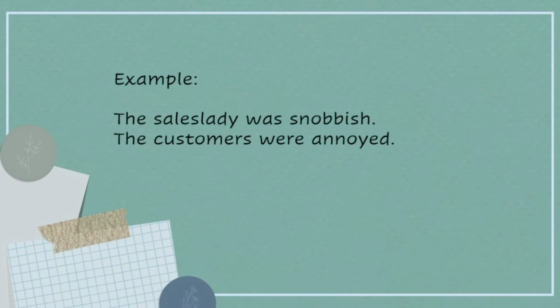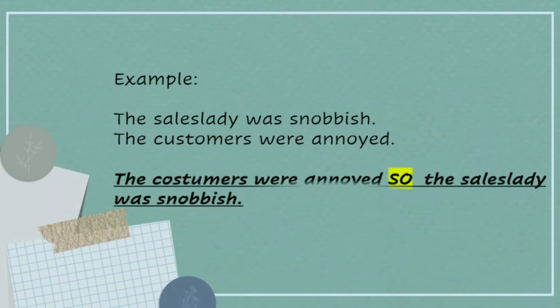For example, okay, so same sentence. The sales lady was snobbish. The customers were annoyed, they got angry and irritated. So how will we combine that? The customers were annoyed, so the sales lady was snobbish. Right? Because the sales lady is snobbish, so the customers were annoyed. Okay.